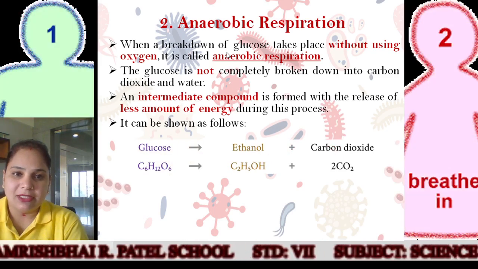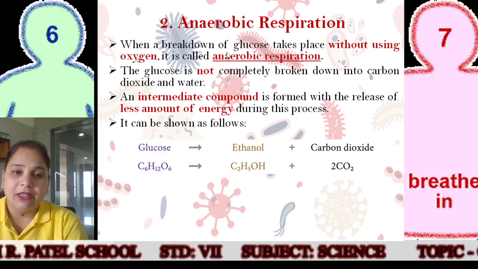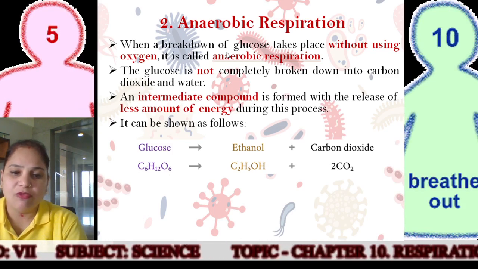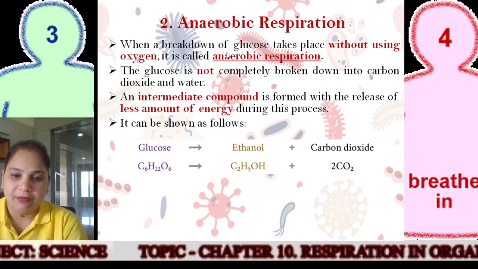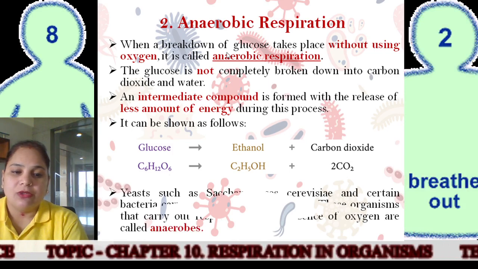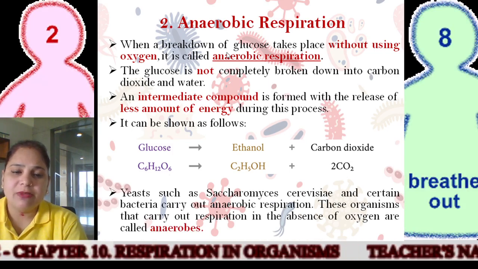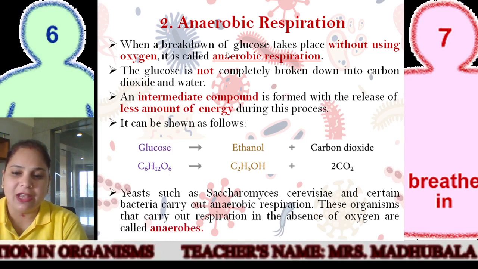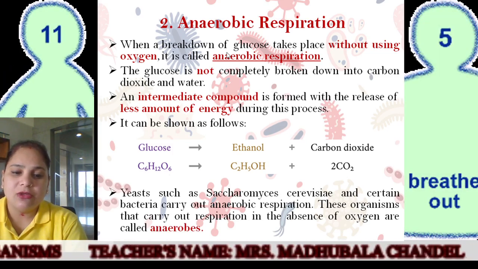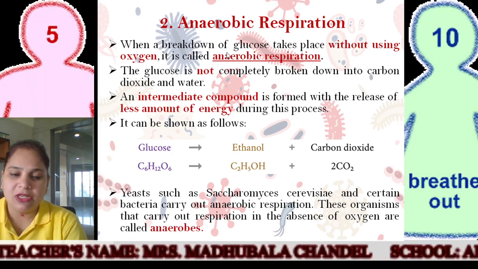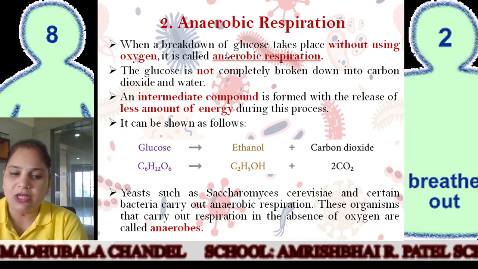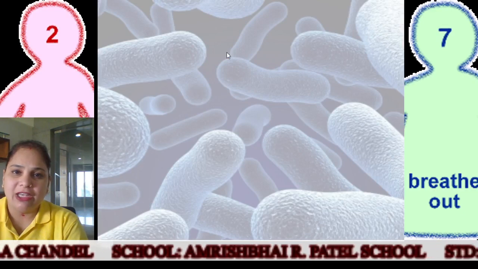But in muscles, this anaerobic respiration takes place sometimes. There the intermediate compound formed is lactic acid. Now there are a few organisms which can perform anaerobic respiration. Examples are yeast and certain bacteria. They carry out this respiration in the absence of oxygen, and therefore they are called anaerobes.